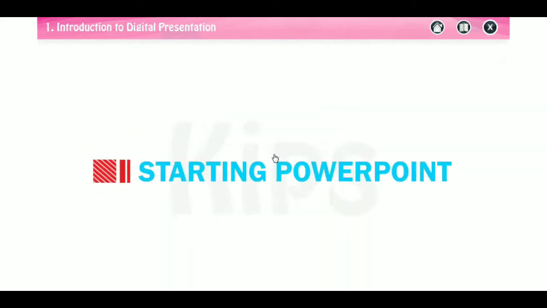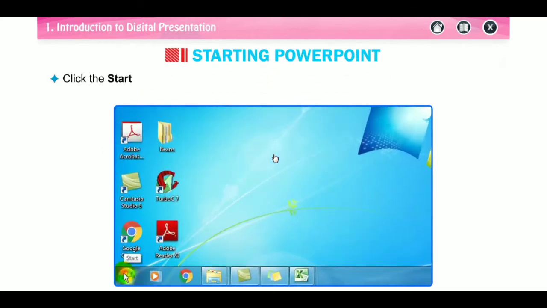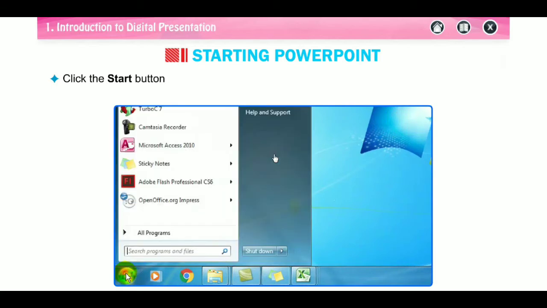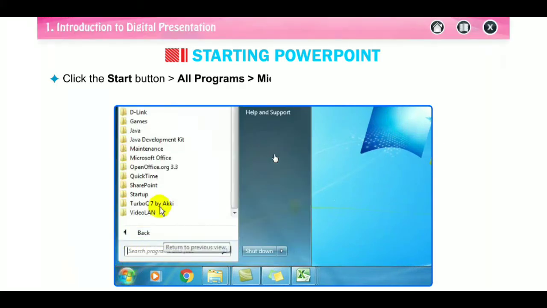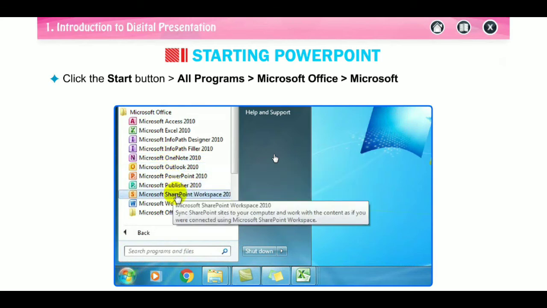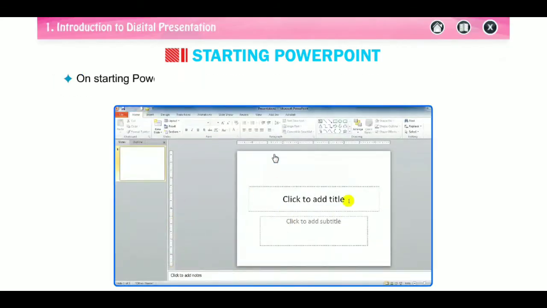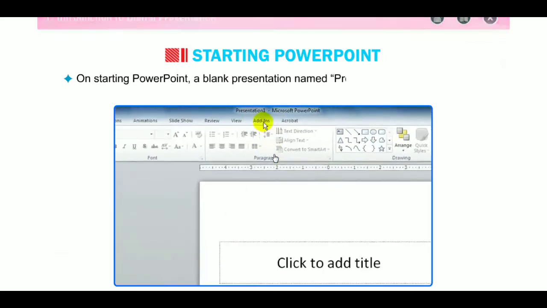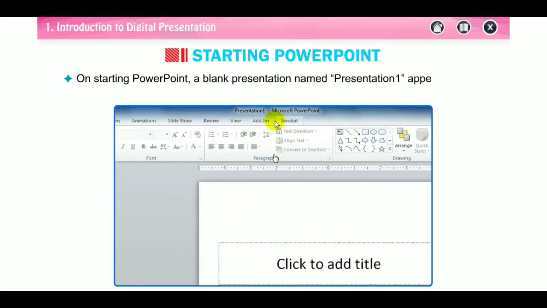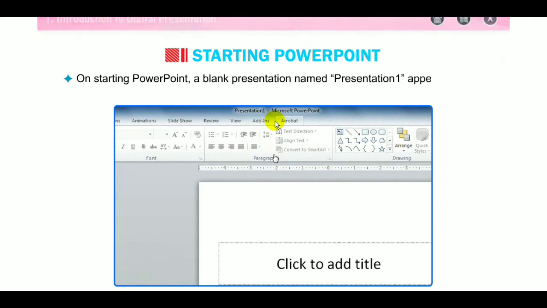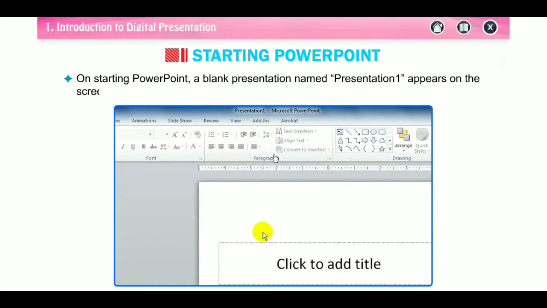Now, how to start PowerPoint? To start PowerPoint, click the Start button, All Programs, after that Microsoft Office, Microsoft Office PowerPoint 2010. Then your presentation will start like this. Here it is a blank presentation, and in a blank presentation the name of the presentation is Presentation 1. It appears on the screen.